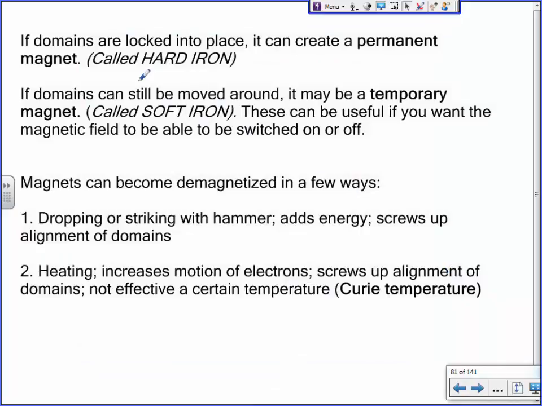Okay, if those domains can get locked into place, it creates permanent magnets. And you guys, those are the ones that are on your fridge, right? Those are the ones that you play around with, that will stick something to your locker. But it's actually possible to make a temporary magnet as well. Sometimes these are very useful in technological advances where, let's say, you want the magnetic field to be switched on or off, and you temporarily want a magnet, or later you don't want a magnet. Sometimes we call those things electromagnets.